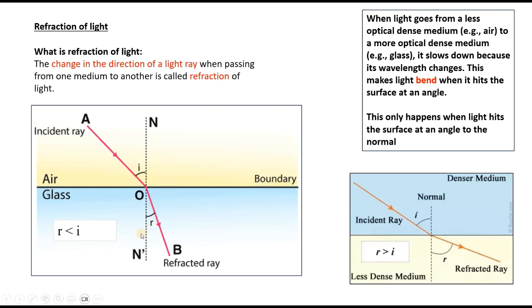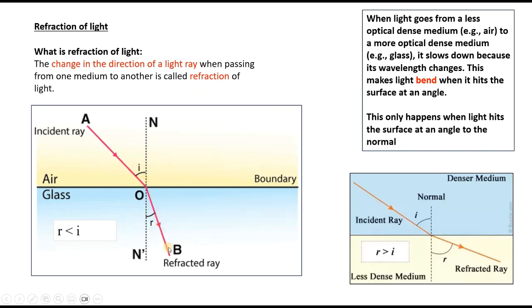When you look at the picture here, this is our incident ray in this case, same as in reflection. But instead of this light beam reflecting off here, remember this surface is not a mirror or a smooth surface. This is just a boundary between two optically dense mediums. The yellow area is air and the blue area is glass. So this incident ray moves from air into the glass.